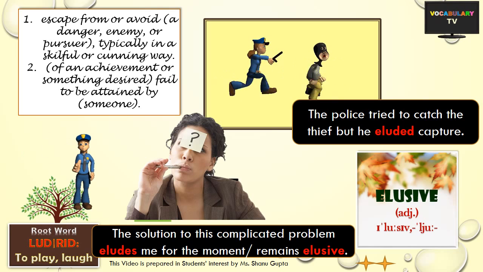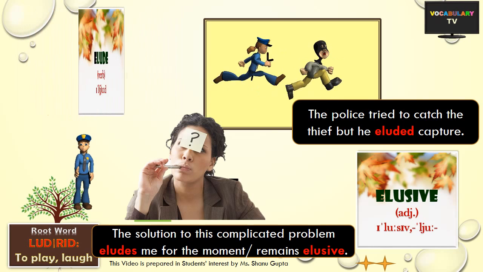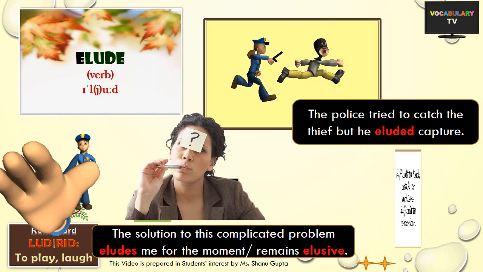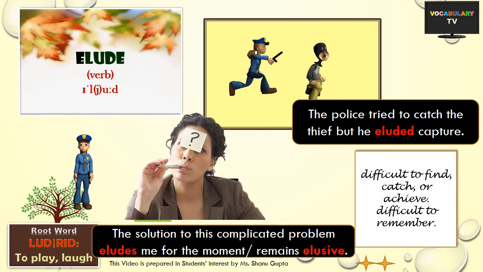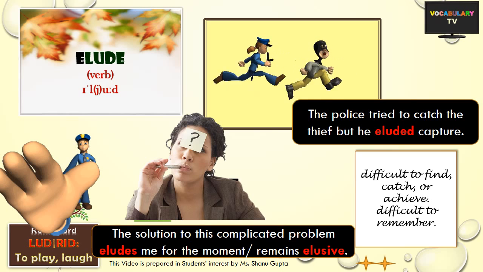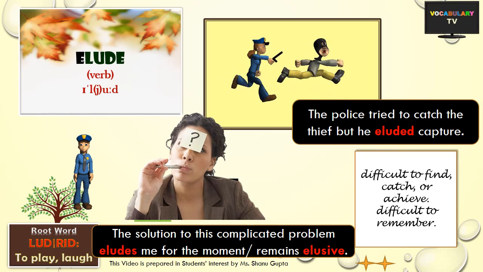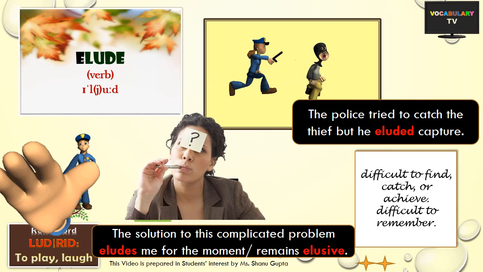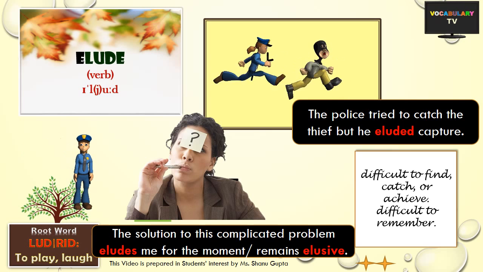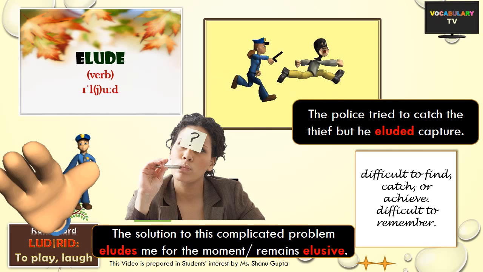Elusive is a related word which is an adjective and describes something that is difficult to find, catch or achieve, or even something that is difficult to remember. Like the last sentence can be rephrased as, the solution to this complicated problem remains elusive.